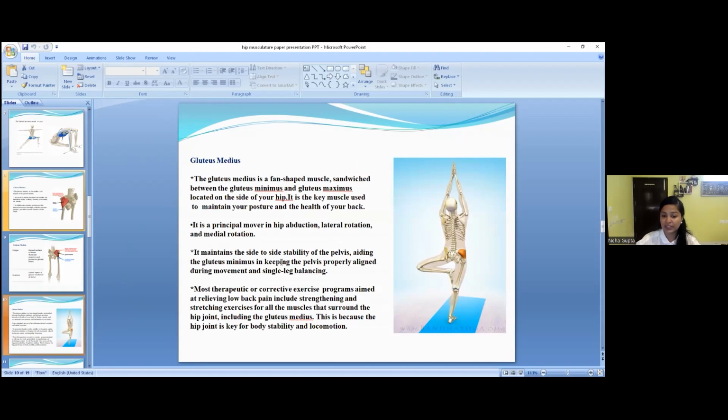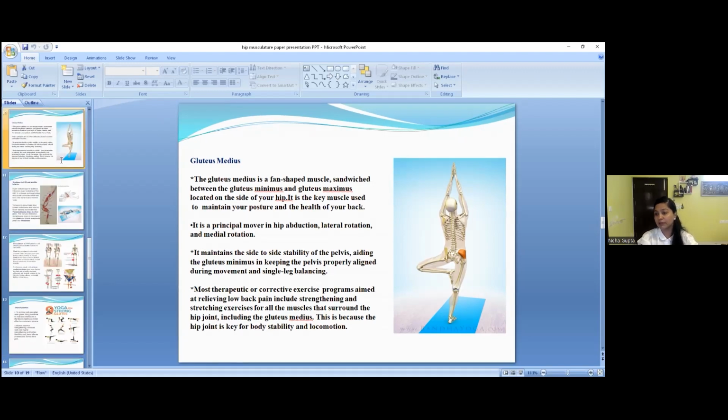It maintains the side-to-side stability of the pelvis, aiding the gluteus minimus in keeping the pelvis properly aligned during movement and single leg balancing, like in Vrikshasana, the tree pose. Most therapeutic or corrective exercise programs aim at relieving low back pain. So when we talk about lower back pain and relieving, we definitely include tree pose in our strengthening practice.